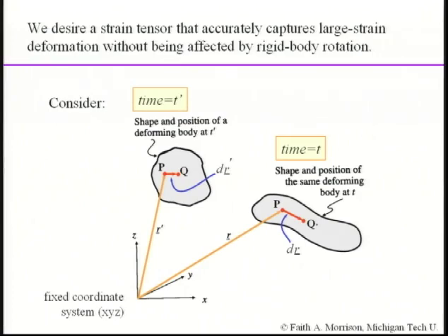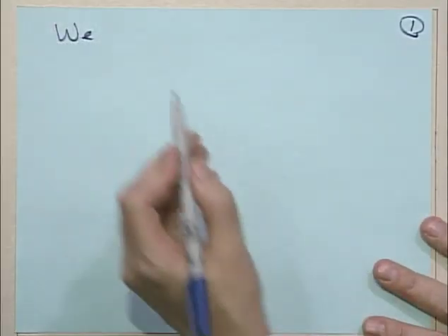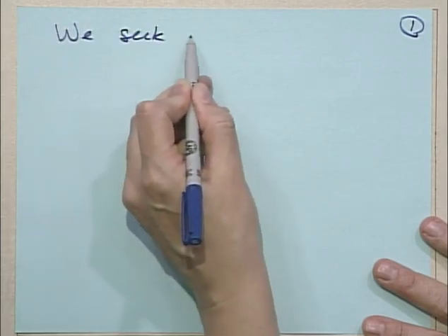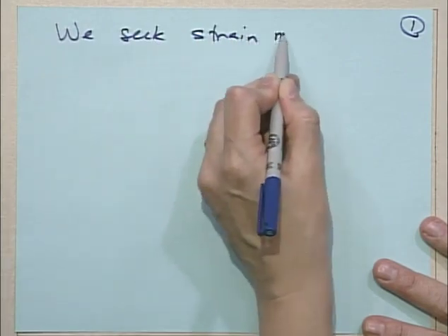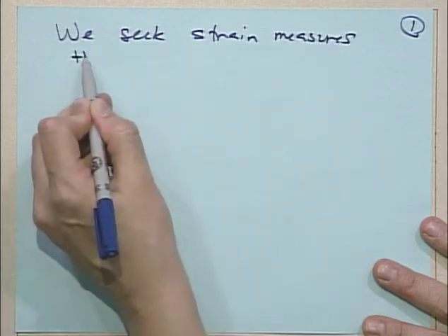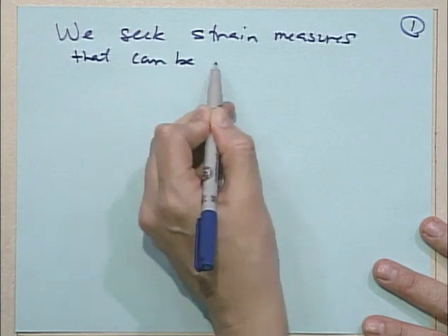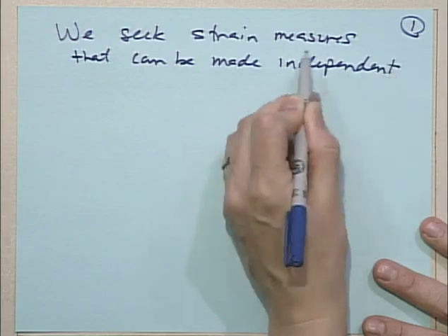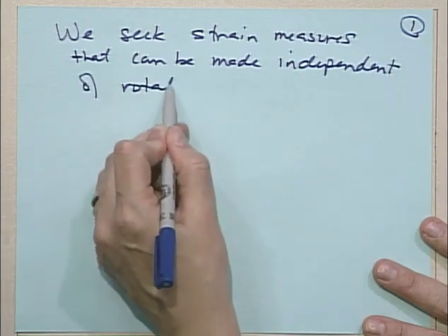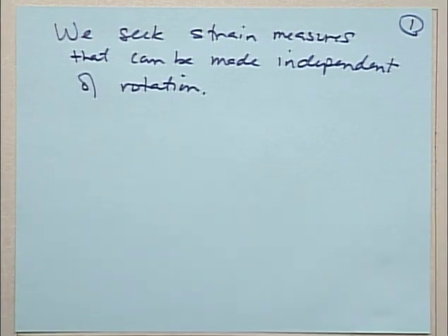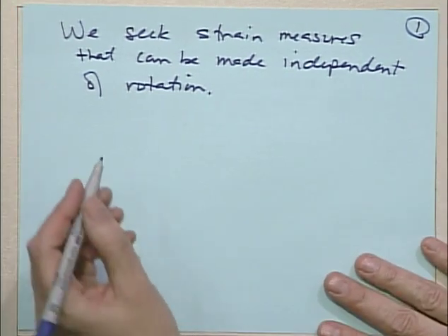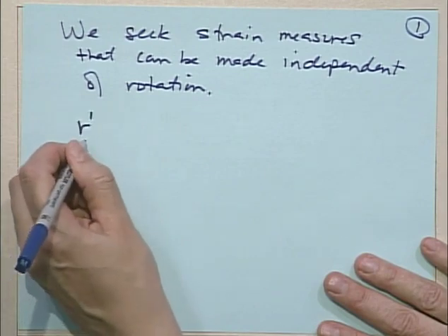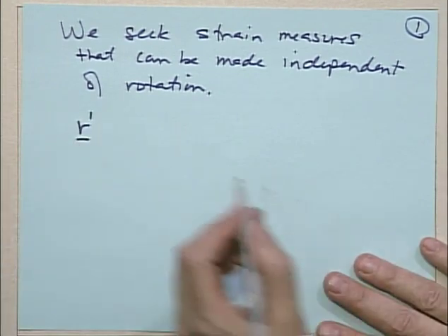So I'm going to begin this derivation by saying we seek strain measures that can be made independent of rotation. Okay, now this is following the usual nomenclature in rheology. R prime is the position of our particle at time t prime.